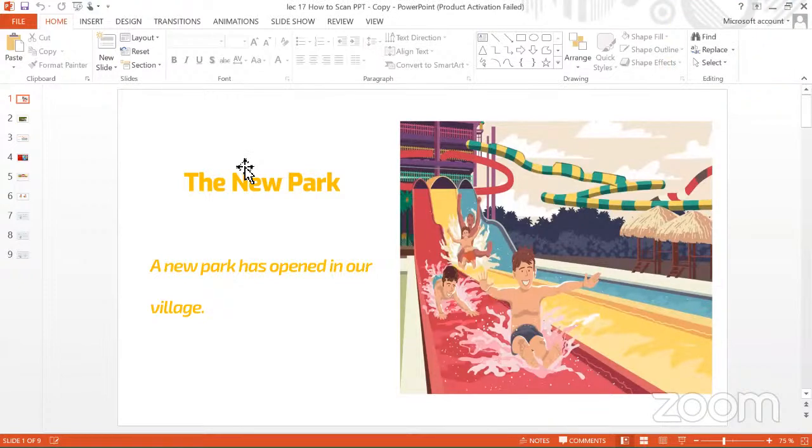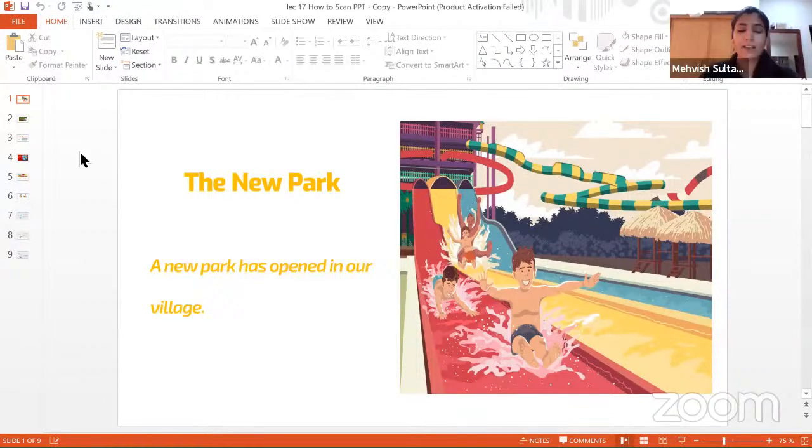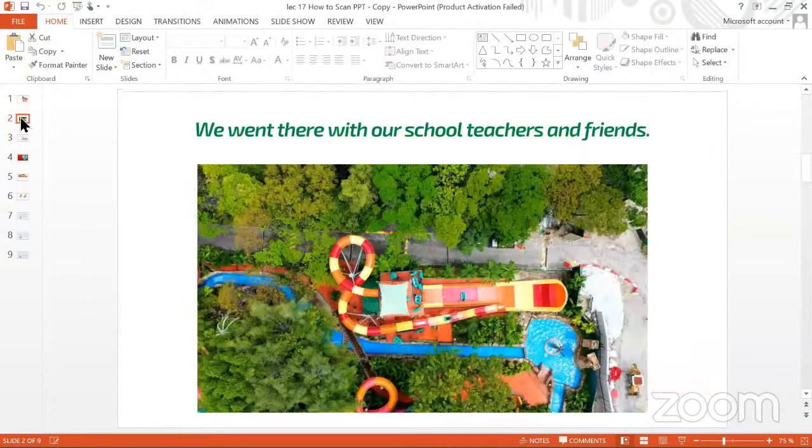Yes, ma'am. A new park has opened in our village. Okay, that's wonderful. Chetna, can you please read this part? Yes, ma'am. We went there with our school teacher.